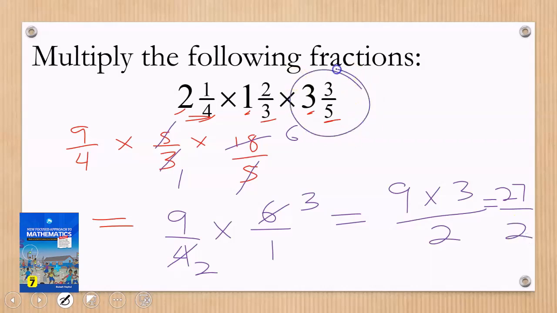But since our question is in the mixed number form, our answer should be left as a proper fraction or mixed number. So 27 over 2 can be written as, how many times would 2 divide 27? 2 can divide 27 thirteen times, and 13 remainder what? Because 2 times 13 is 26, so remainder 1 over the 2. So that becomes the answer for the multiplication.